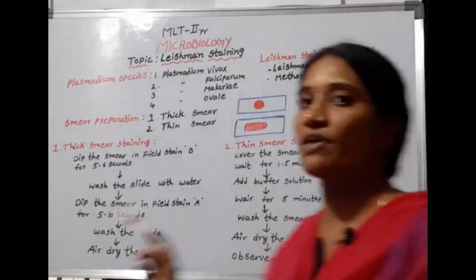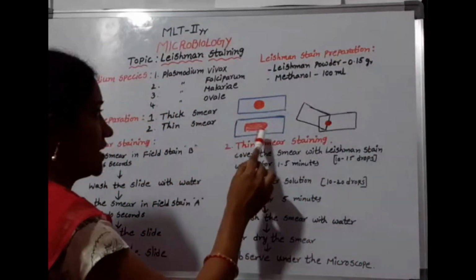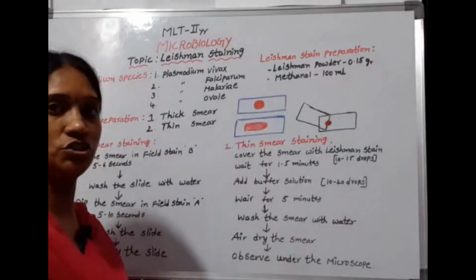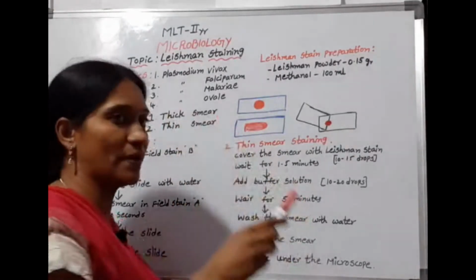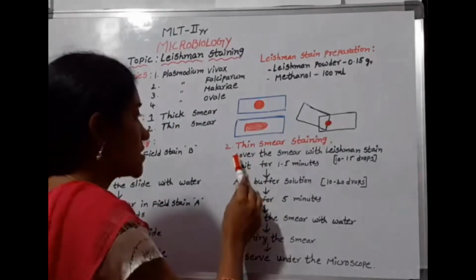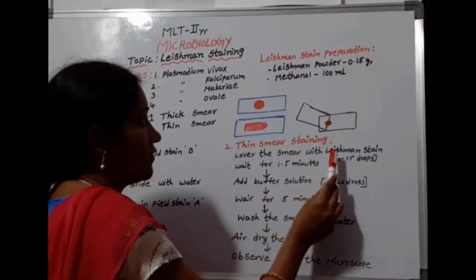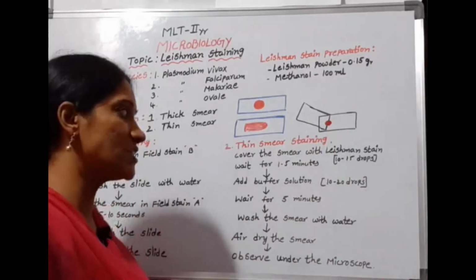And the second one is the thin smear preparation. The thin smear appears tongue shaped. After smear preparation, it is allowed to dry. After drying, cover the smear with Leishman stain.